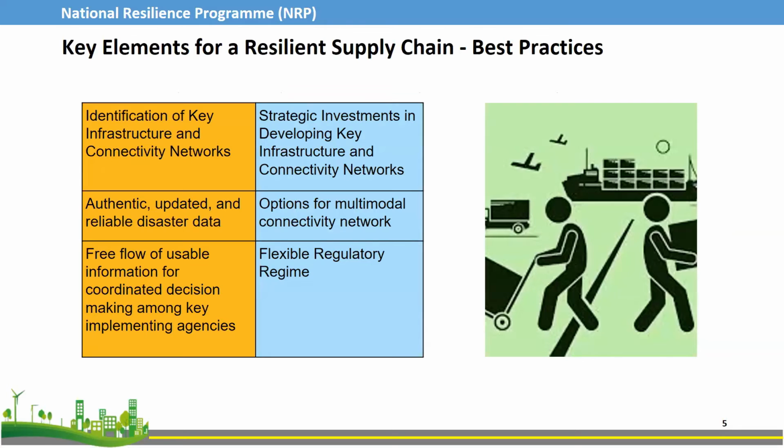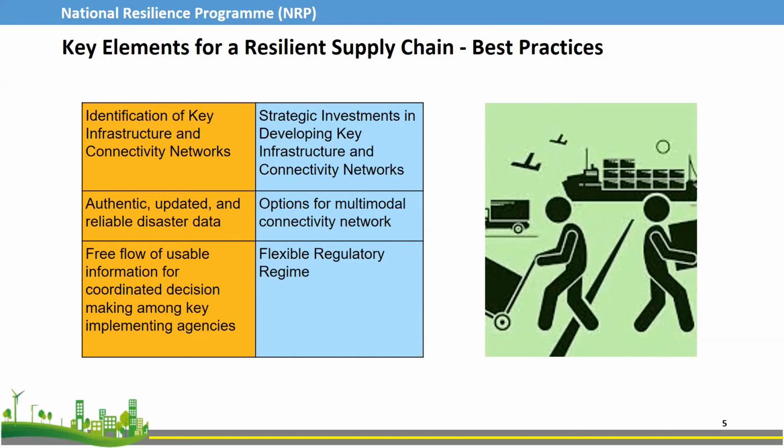Whenever we are analyzing a scenario like this, we have to look into the best practice. So we identified some of the key elements of a resilient supply chain. The first one was the identification of key infrastructure and connectivity networks. And when we can identify that, the next step is strategic investments in developing key infrastructure and connectivity networks. Then the second key element is authentic, updated, and reliable disaster data.